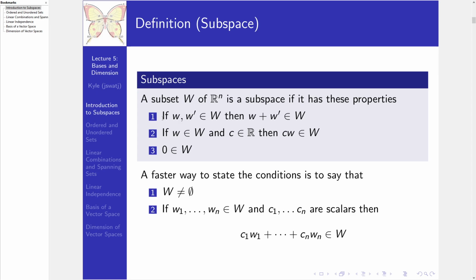So there are 3 properties here that need to be satisfied: vector addition, scalar multiplication, and it has to contain the 0 vector. The book also mentions that there's a faster way to write these conditions. W just has to be non-empty, and any number of vectors and scalars can be multiplied and added together, and that will also be in W.